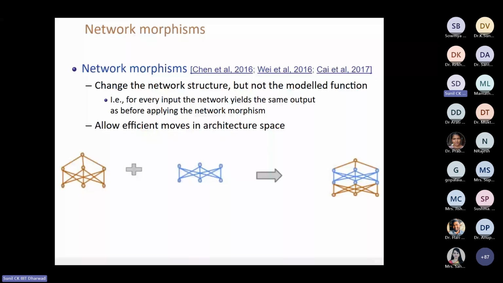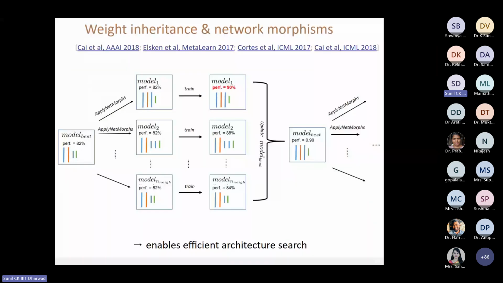So for every input, the network yields the same output as before applying the network morphism. That allows efficient moves in the network space. What is the network space you are going to select? With weight inheritance and network morphisms, you inherit the weights, like inheritance. You apply network morphism to get different models, train them in certain sequences, and update the models to see which model is the best. This enables efficient architecture search: how you search for the best model out of the available models.